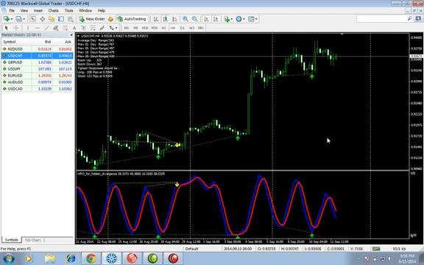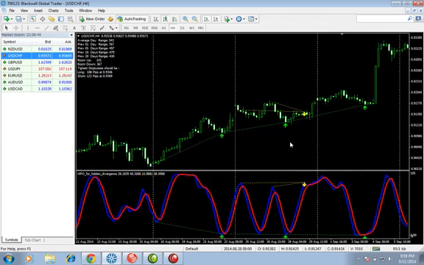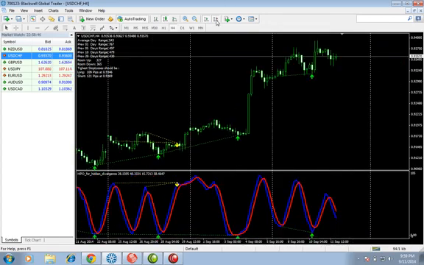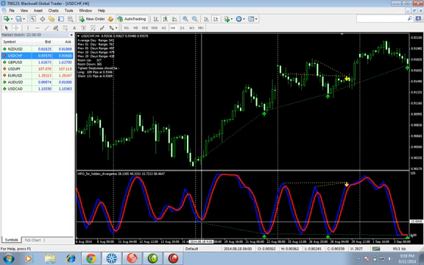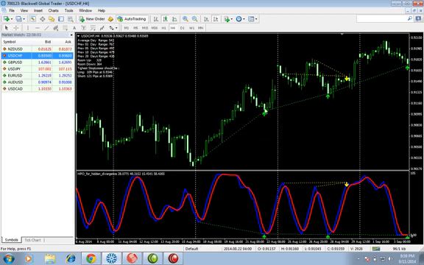Let's look at another hidden divergence. Here, price is making a higher low. This low is higher than this low, but the corresponding part of the oscillator, instead of doing the same thing, is making a lower low. It is a warning that the momentum here is diminishing.